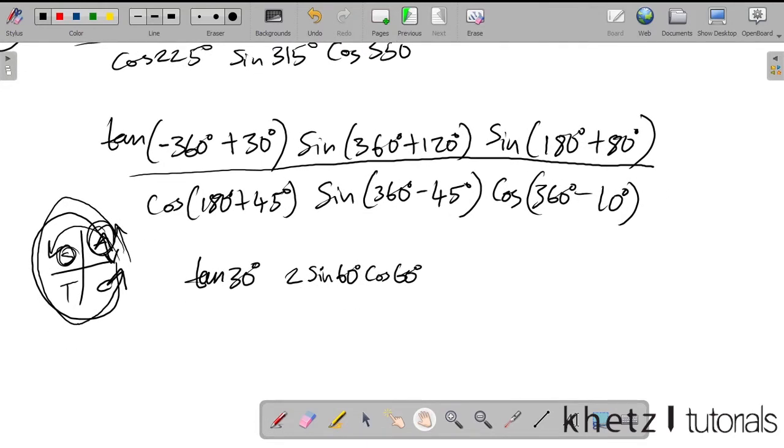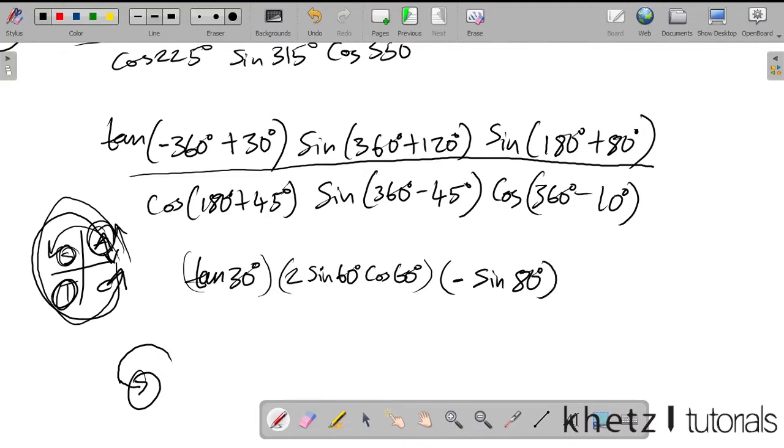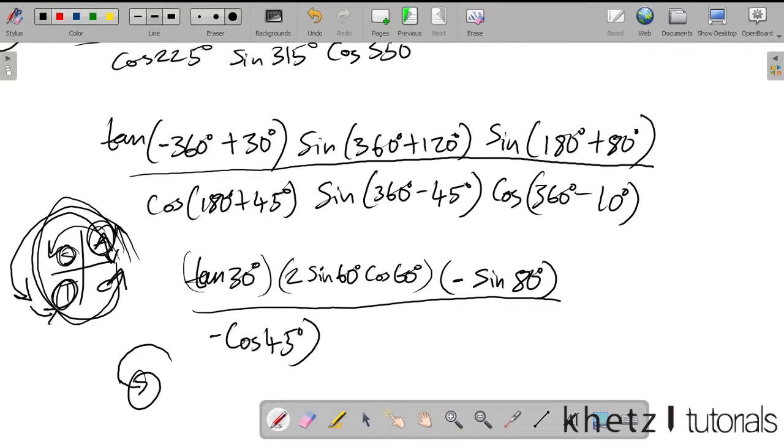And to find this, we can basically use the special angles to find each of those values. And that is what we're going to do in a bit. And here, if you look at 180 degrees and you're going to add 80 degrees, you fall in the tan quadrant, and that is why you're going to have negative sine of 80 degrees. At the bottom, you're going to have 180 degrees, then you add 45 degrees to that, which leads you to the third quadrant, and cosine is negative in that quadrant.